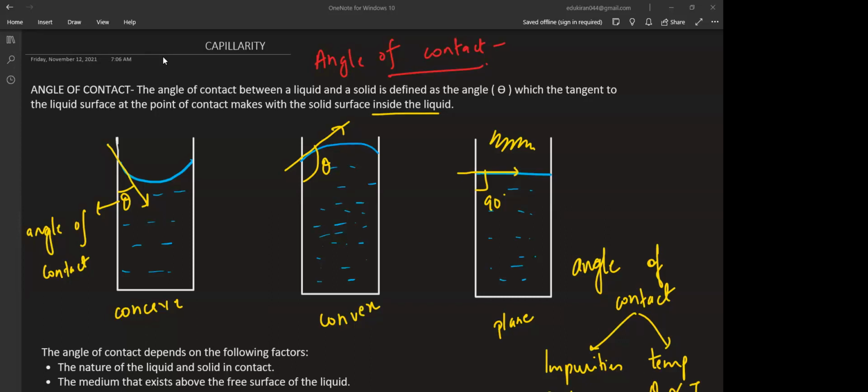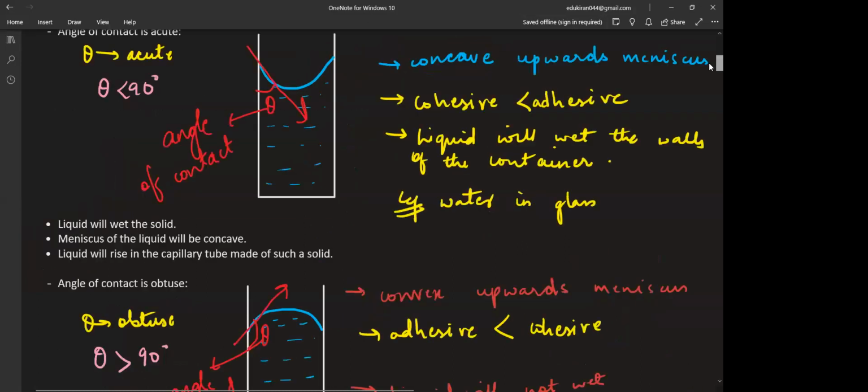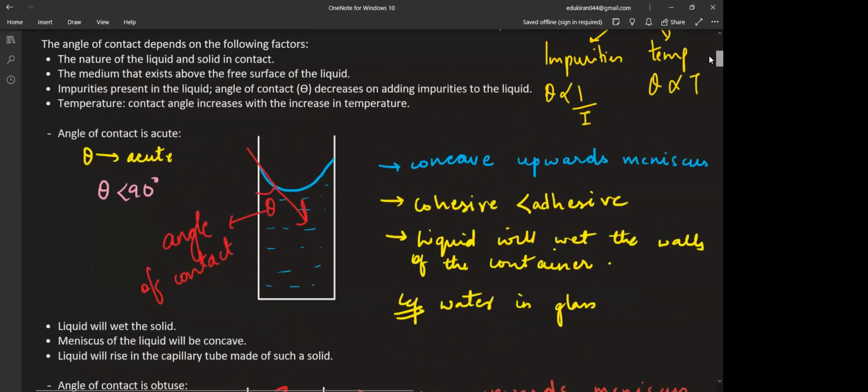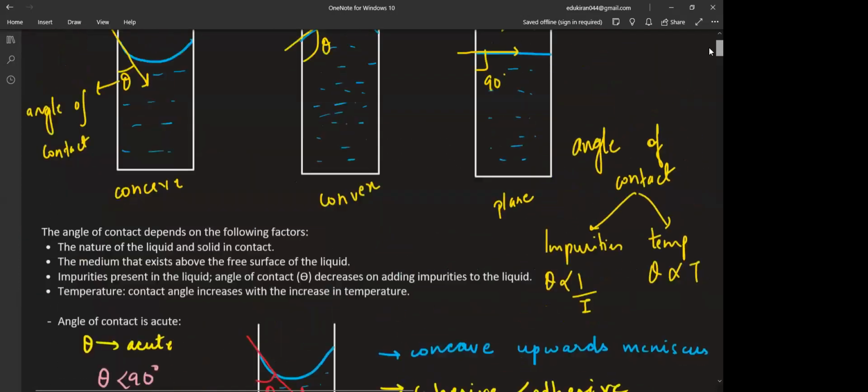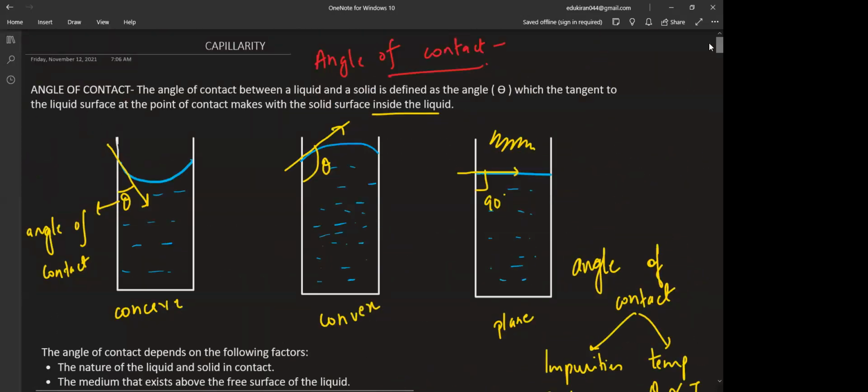Ma'am, cohesive forces means between water and the glass. Yes, Harsha, what are you asking? Ma'am, cohesive forces means between water and the glass. No, that is adhesive. Between different objects, it's adhesive. Between the same, it's cohesive.